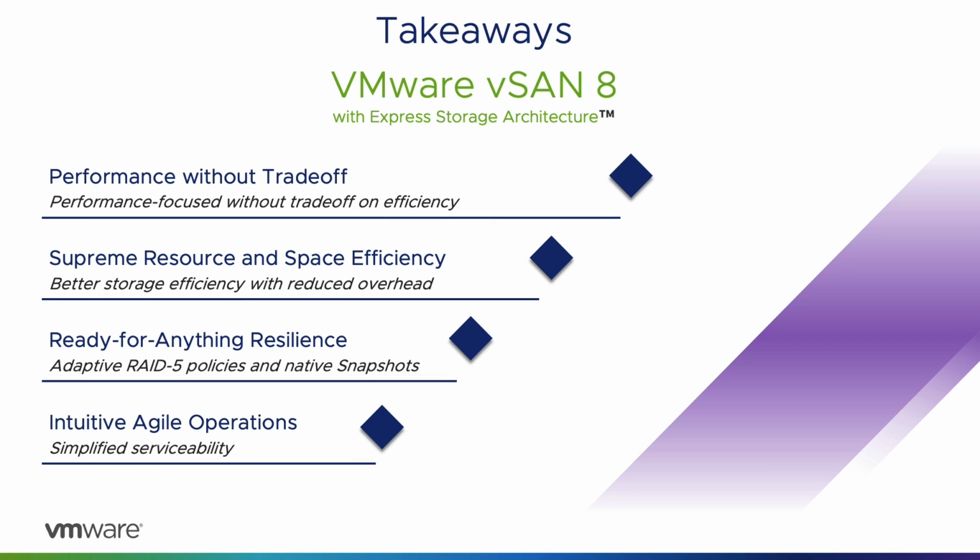Wrapping up, we see that vSAN 8 with Express Storage architecture delivers performance focused without trade-off on efficiency, better storage efficiency with reduced overhead, adaptive RAID 5 policies and native snapshots, and simplified serviceability. For more information about vSAN 8, be sure to go to core.vmware.com.